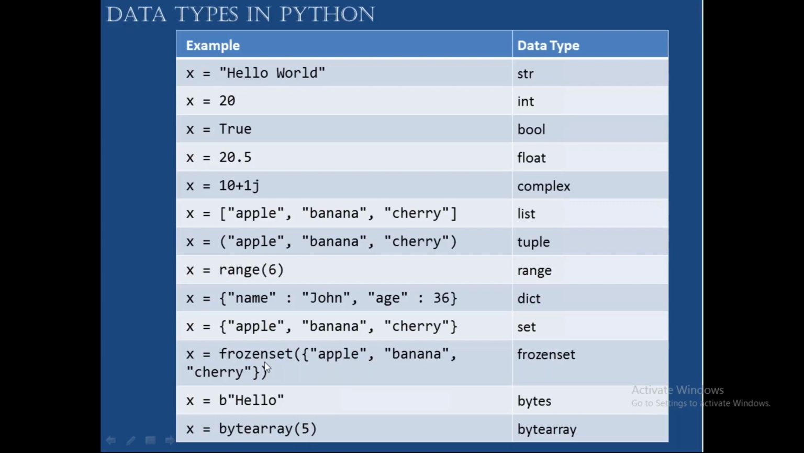If I say range of 10, it will generate values from 0 to 9. Okay, 10 minus 1, the last number is 9. If I say range of 100, can you tell me till what number it will generate?